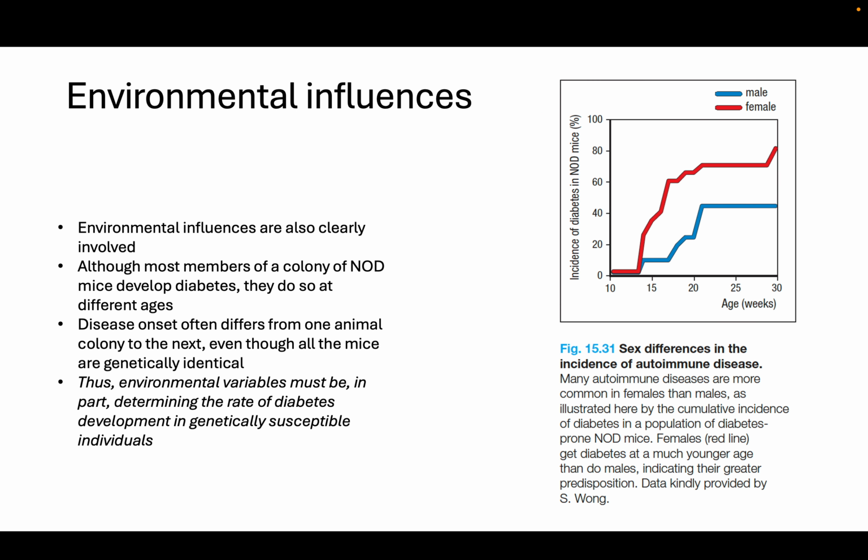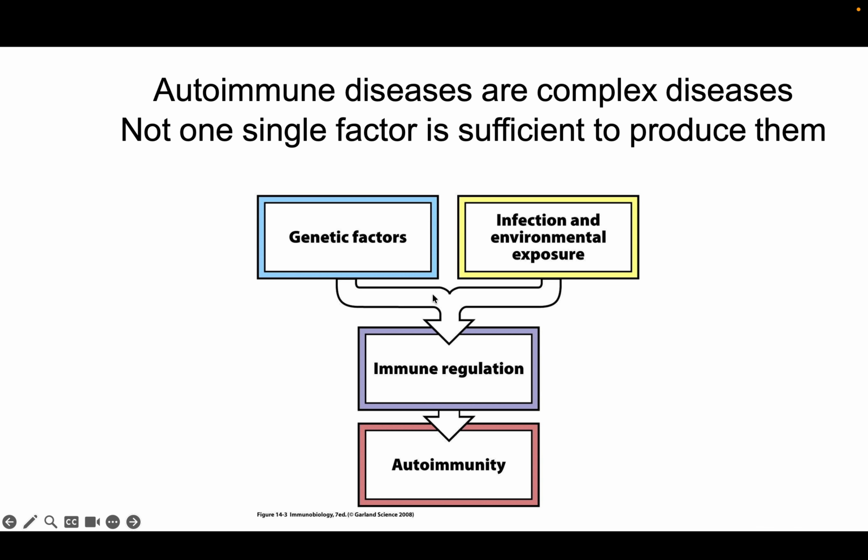But what's something weird that we also see in this graph is, why is this one mouse over here getting it at 13 weeks, while the other one is getting it at 25 weeks? They have the same genetic components. Why is one getting it at week 13, the other at week 15? It's most probably the environment. Something in the environment is causing this mouse to get it at week 13 while the other one gets it at week 25.